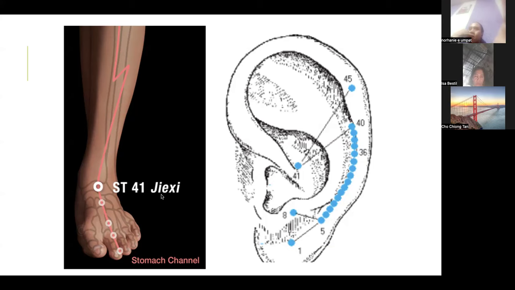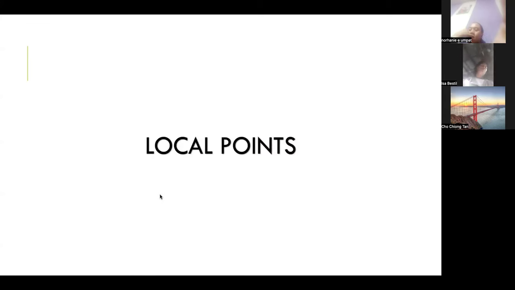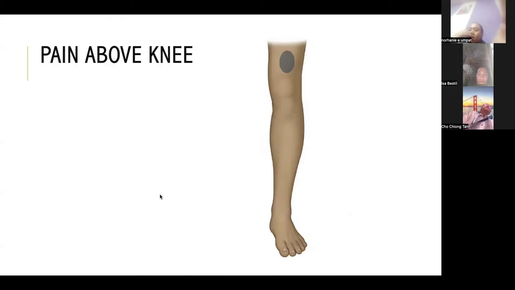Okay. Now we proceed to the local points. Local points are best discussed according to the area of pain. Local, diba? So first we have pain above the knee. When you have pain above the knee, this affects the stomach channel and there is some swelling. So if there is swelling, that means there is retention of dampness.